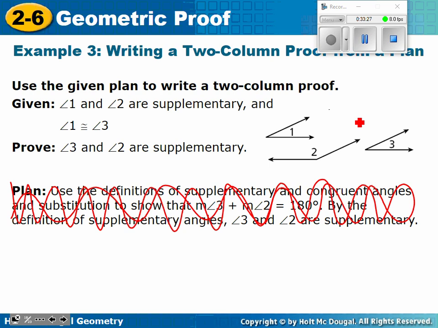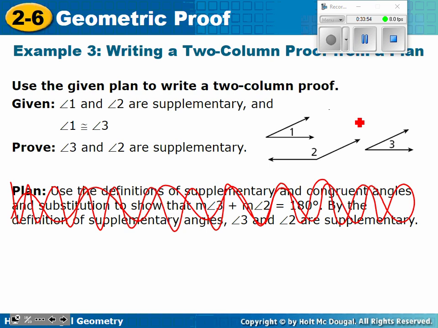I often find students do better if they write down one given and then try to see what I know from that given, and then write down their next given. So we may try it that way and see if it helps you. So first we know angle 1 and angle 2 are supplementary. Reason is given.